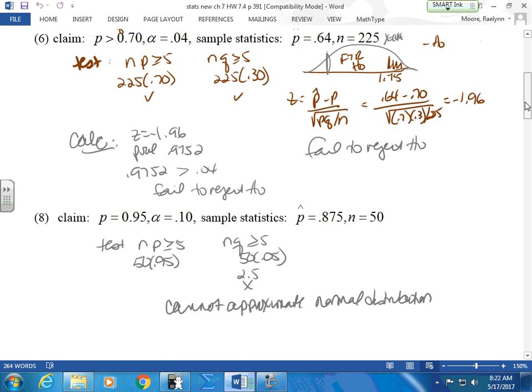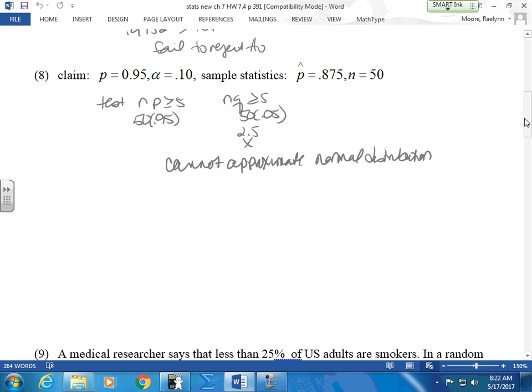Next one. We test it. We cannot use this one. Again, my p is high, 0.95. q is 0.05. 5% of 50 doesn't cut it. So cannot do that one.